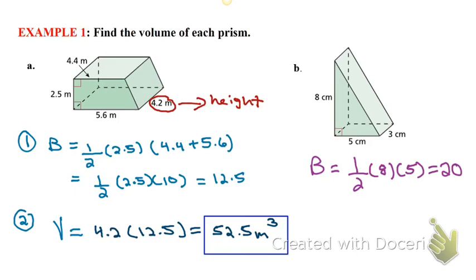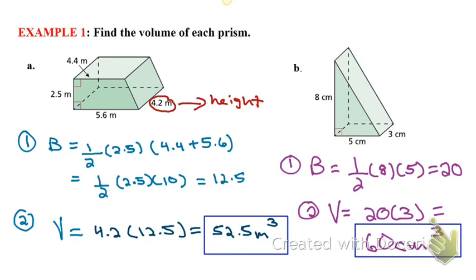So our base area is 20 centimeters squared. And so our volume is 20 times your 3. So this is centimeters cubed.